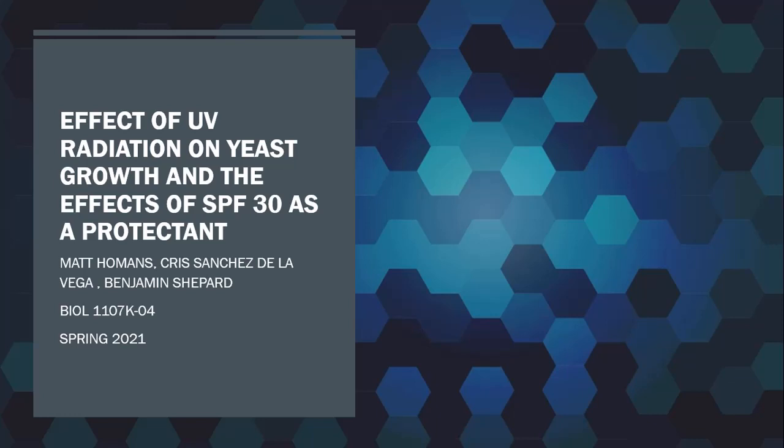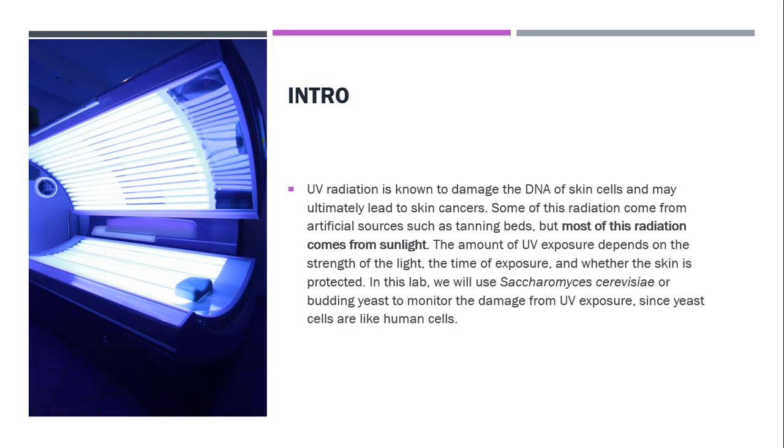Okay, this is our yeast project lab report measuring the effects of UV radiation on yeast growth. And then the second part we measured what effect protectants such as SPF 30 has on yeast growth after exposure to UV radiation. UV radiation is known to damage skin cells and can lead to skin cancers. Many people use protection such as sunscreen or protective clothing in order to block UV exposure to their skin cells.